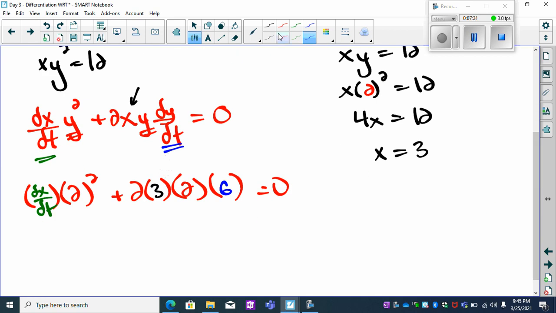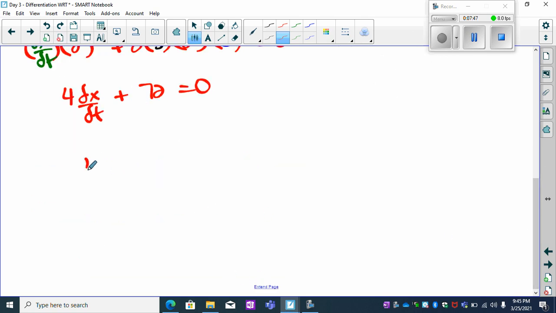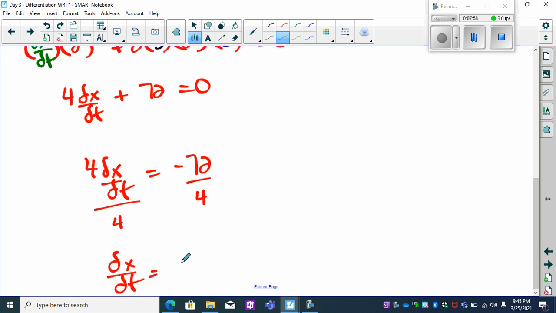When I work this out, I get 4 times dx over dt plus 6 times 6 is 36 times 2 is 72 equals 0. I would get 4 dx over dt equal to negative 72. Divide both sides by 4. And I would get dx over dt equal to negative 18. Okay? So there it is.